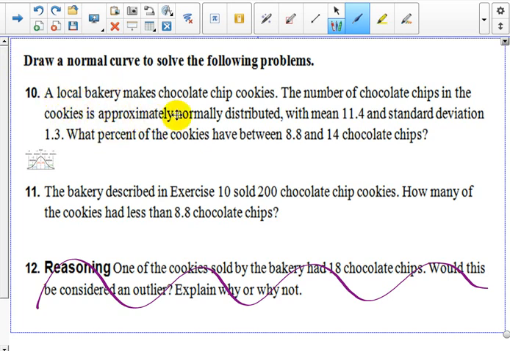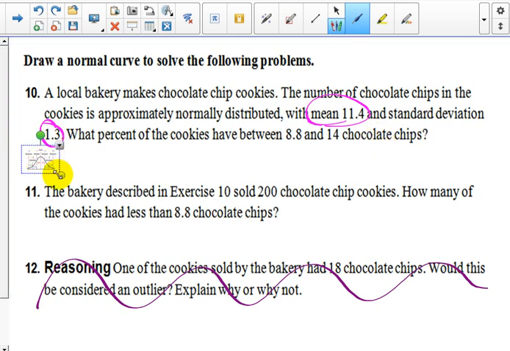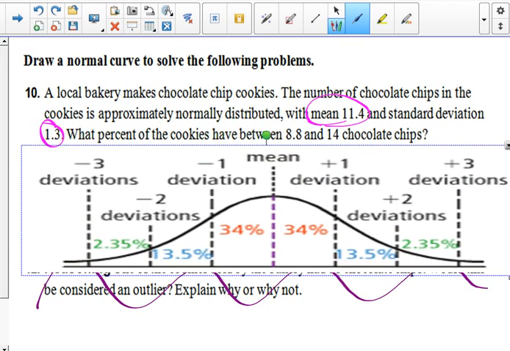A local bakery makes chocolate chip cookies. The number of chocolate chips in the cookies is approximately normally distributed with a mean of 11.4, so there's your mean, and a standard deviation of 1.3. What percent of the cookies have between 8.8 and 14 chocolate chips? So we have to make our chart first. The mean's 11.4 and our standard deviation is 1.3.